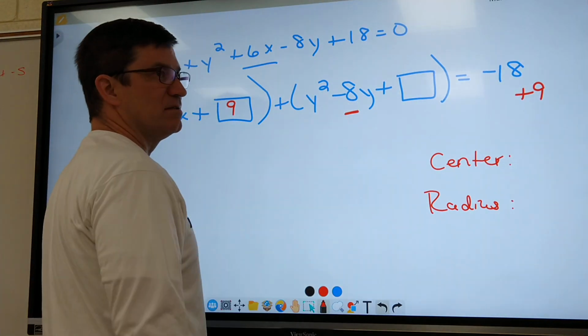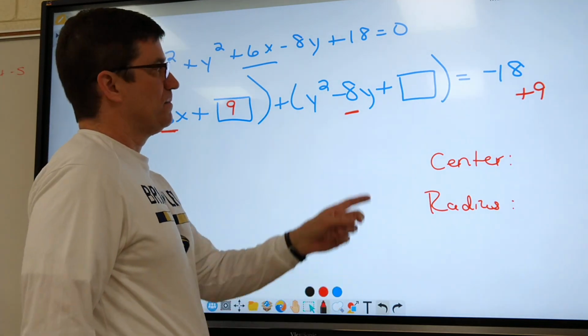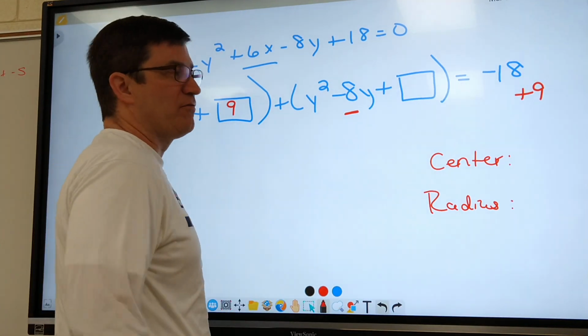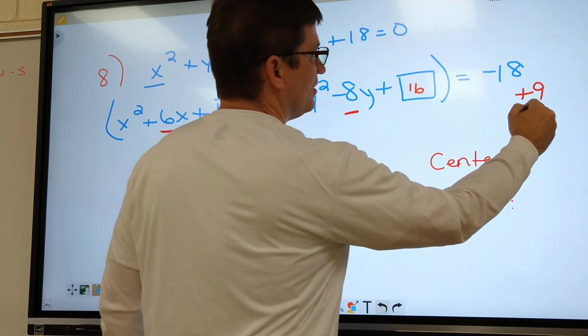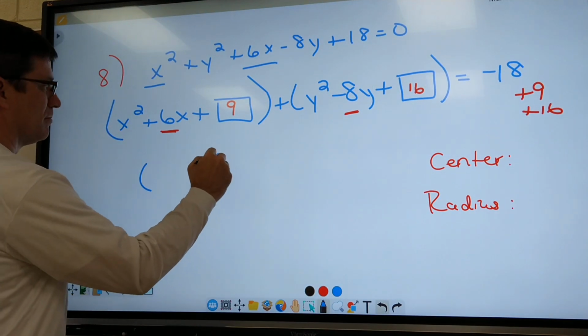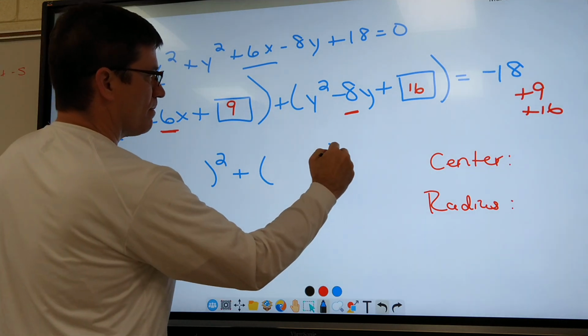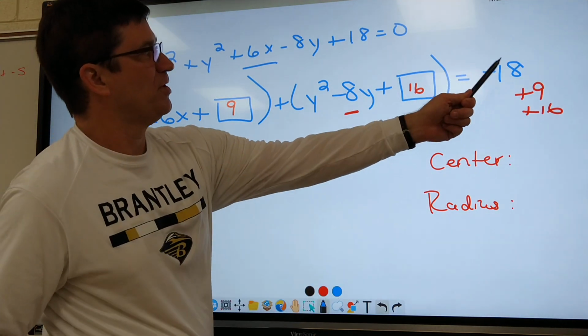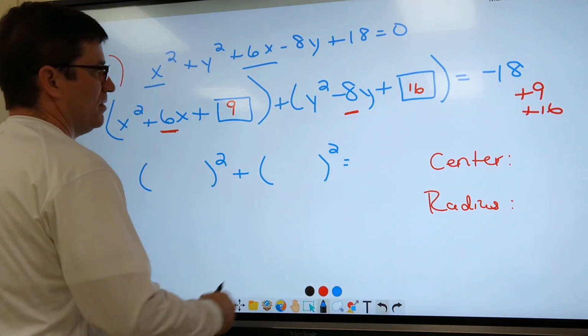All right, let's do this one. Half of 8. Don't worry about it being a negative. Half of 8 is 4. Square 4, you get 16 there and 16 there. All right, I need somebody to add those three numbers up for me. 7. Okay.